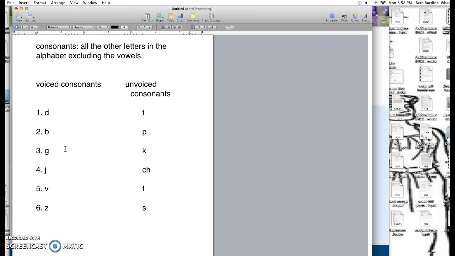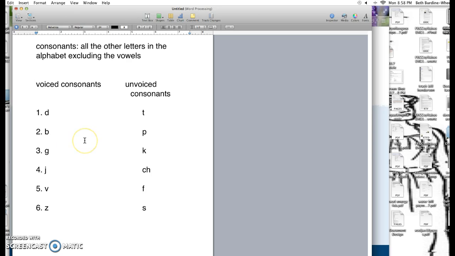But when I make the K sound, K, K, K, it's lighter and it's just in my mouth mostly, okay? So it's unvoiced. And so we'll practice the rest of these in class. The B and the P are a really good one to practice too.